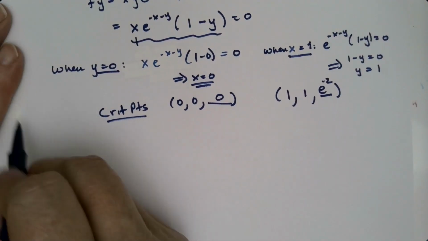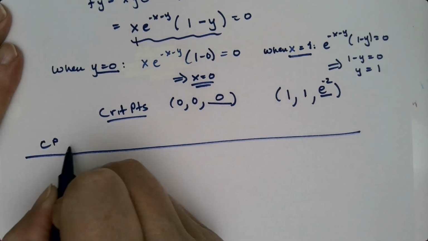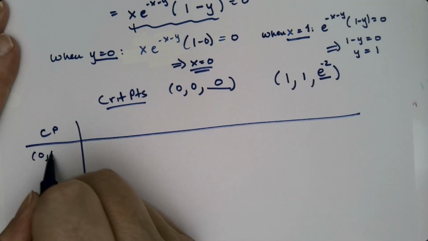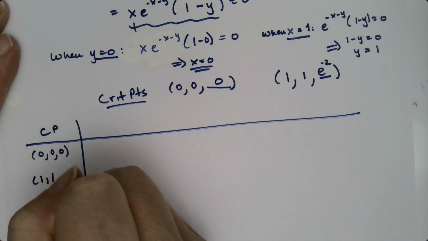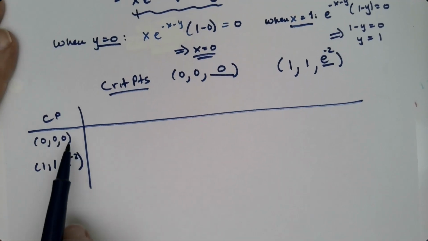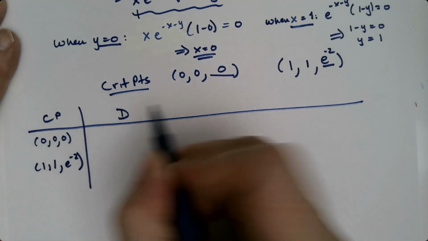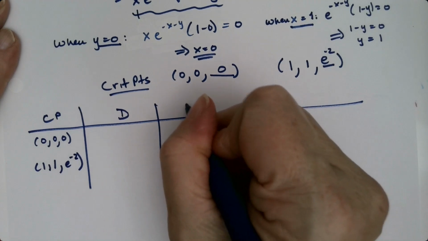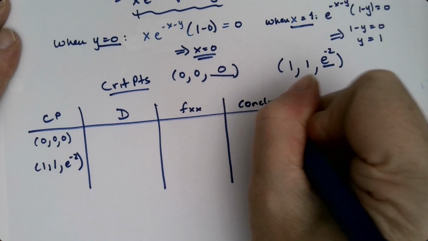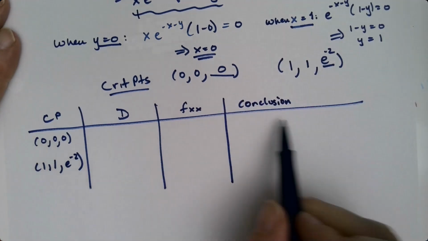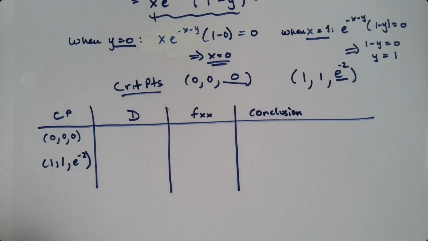Okay, so let's make the table. So we have our critical points, which are 0, 0, and 1, 1, e to the negative 2. And again, you don't need to put the z components in right now if you don't want to. You'll do them eventually anyway. All right, so there's d. What's our fxx? And then what's our conclusion? So if you don't put the z's in now, you do it in the conclusion. So either way.